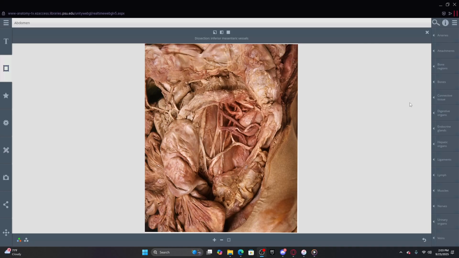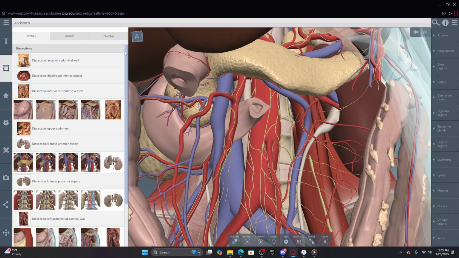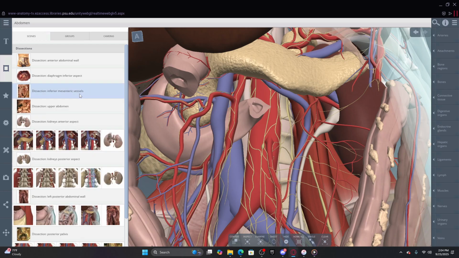Alright, so I want to add an accessory resource for you guys. I know the last video was a little bit long, so if you want to watch the dissections for Unit 4, we have them here. If you don't want to, it's fine, but I just wanted to add an extra resource just so you guys can actually see the structures that I talked about in the previous video in actual real donors. So we're going to start off with the dissection of the inferior mesenteric vessels.